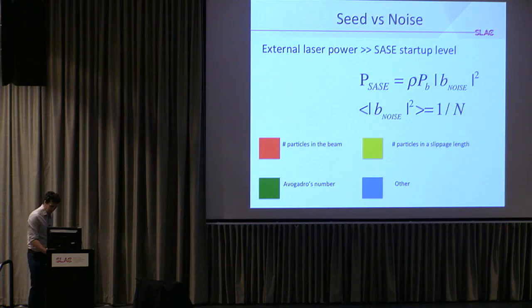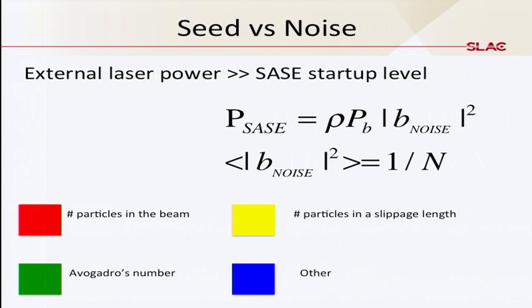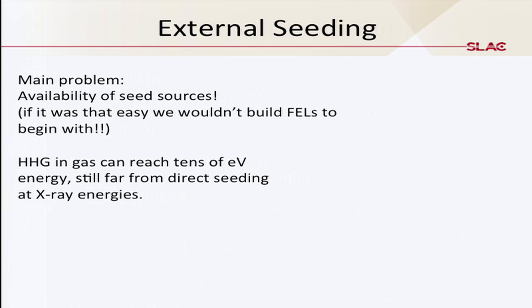Now, this number here, rho times the beam power times b noise squared, is the power that you have to overcome with your external seed, right? And typically, you can plug in numbers. It's typically about a few kW at soft x-rays. It's maybe 10 kW at hard x-rays. So it's not a big number, but it's not easy. Especially if you're using HHG sources in gas, it's something you struggle with. So the main problem with external seeding is the availability of seed sources. And after all, if it was that easy, we wouldn't build FELs to begin with.